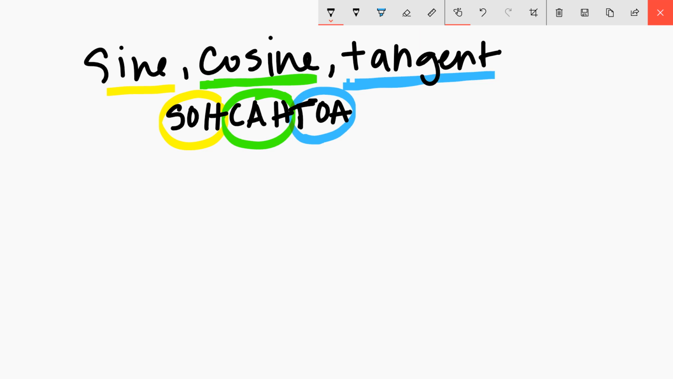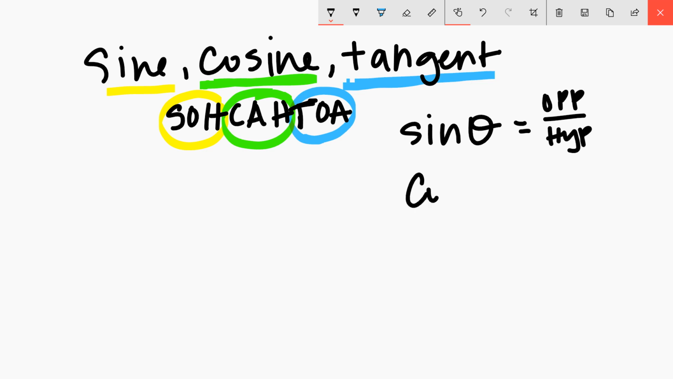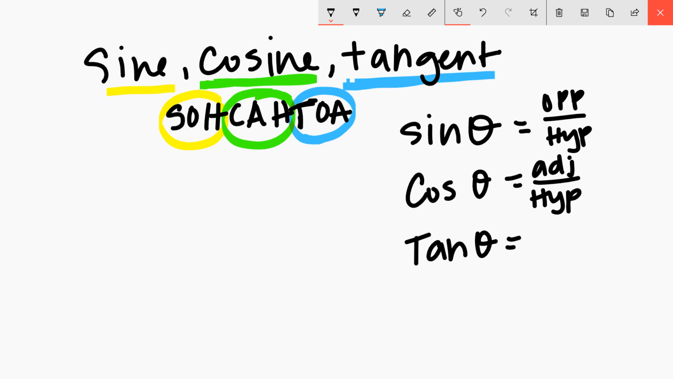The equation goes as follows. Sine of theta, theta being an unknown degree measure, is your opposite over hypotenuse. Cosine of theta is your adjacent over hypotenuse. And lastly, your tangent is opposite over hypotenuse. Oh, not hypotenuse, sorry. Opposite over adjacent.